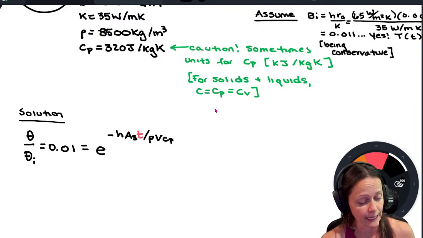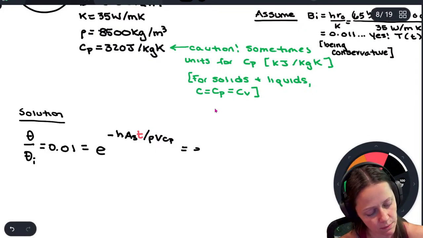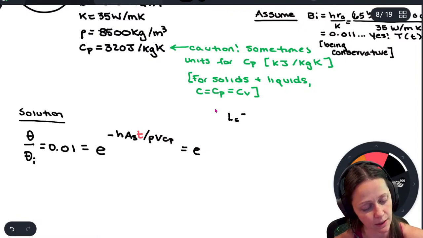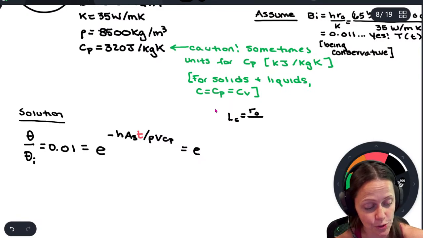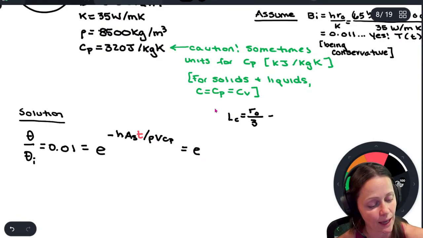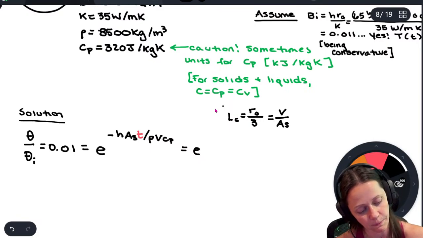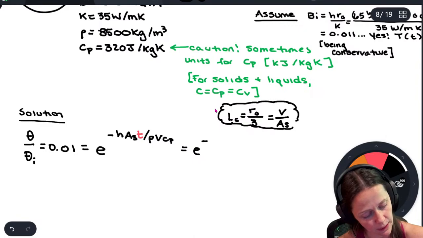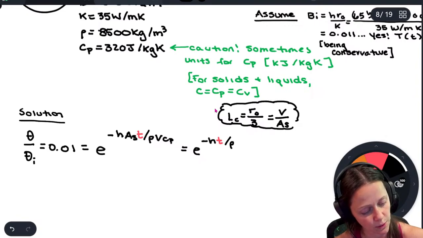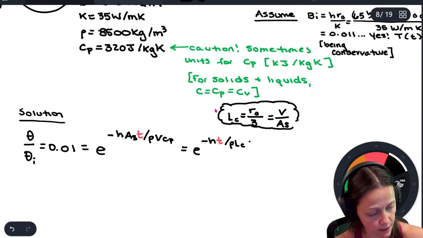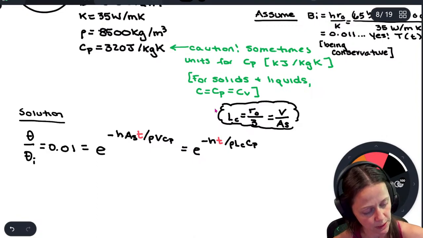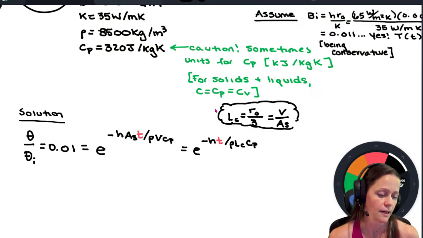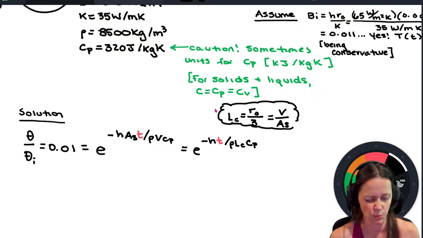I can simplify this just a little bit because remember our characteristic length, and now we're going to use R naught over 3 since we're actually plugging stuff in, is equal to volume over the surface area. That's what I'm going to use down below. So this is going to be negative h t over rho times the characteristic length times CP. We'll not plug any numbers in yet. Let's take the natural log of both sides, and then we'll figure out what our t is.